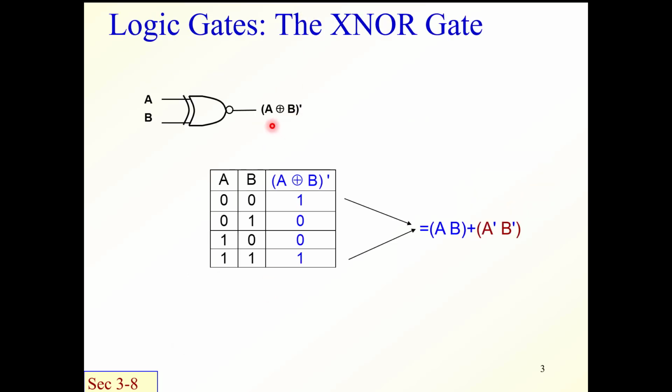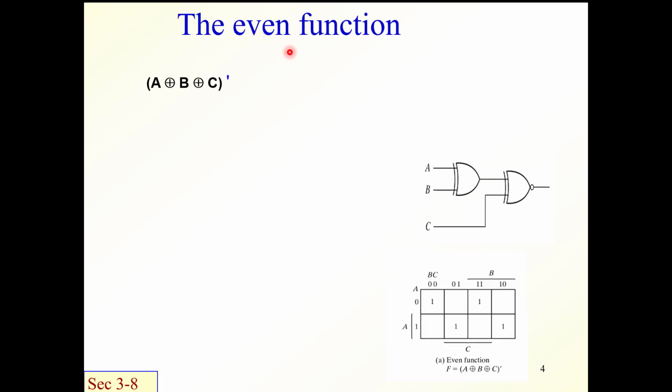Now the exclusive NOR gate is an exclusive OR with an inverter at the end. So it is equal to this at the output. A exclusive OR B, and then there is this complement. This here results in this. It's A B, ORed with A bar B bar, which are the minterms 0 and 3. It is the complement of the exclusive OR. It is called the even function.